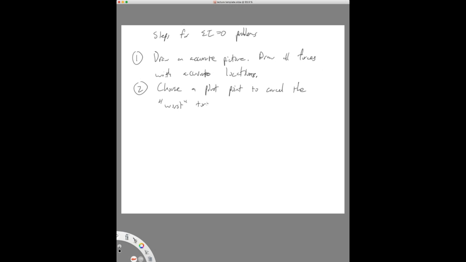So what do I mean by the worst torque? I mean the one that we know the least about. So if there's a force where you know there's a force but you don't know its angle, that would be what I would call the worst torque. Sometimes there may not be a worst torque, so then you just pick a torque to cancel.